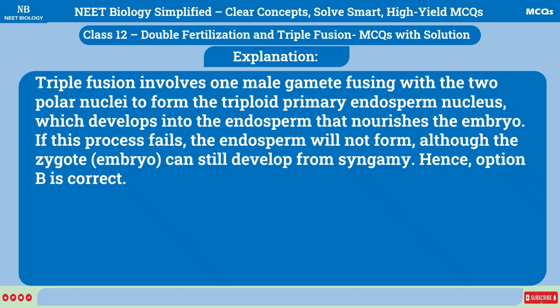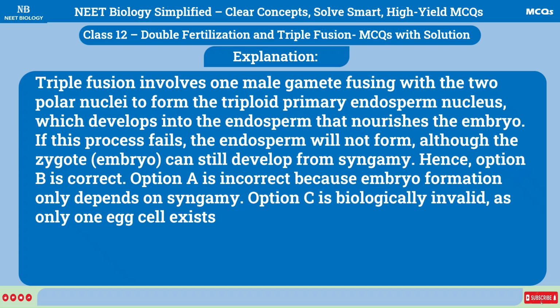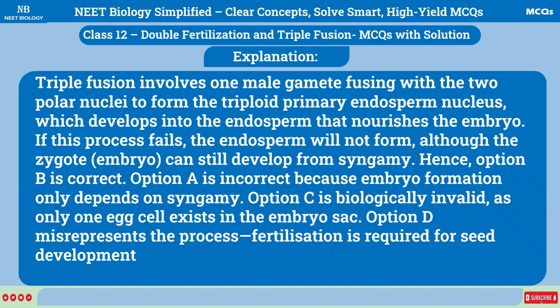Option A is incorrect because embryo formation only depends on syngamy. Option C is biologically invalid, as only one egg cell exists in the embryo sac. Option D misrepresents the process. Fertilization is required for seed development in sexual reproduction.